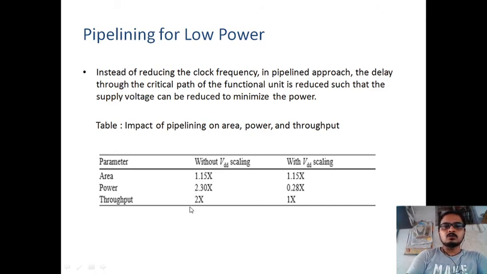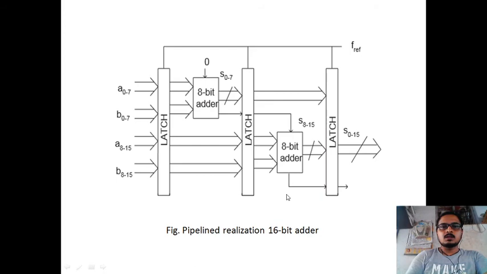The throughput is 2x without scaling. When you scale the supply voltage, it will decrease to 1x. See here, this is the architecture. This is the pipeline realization of a 16-bit adder. See here, we are using 8-bit adders.